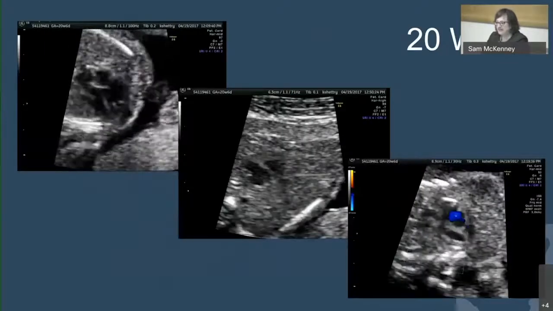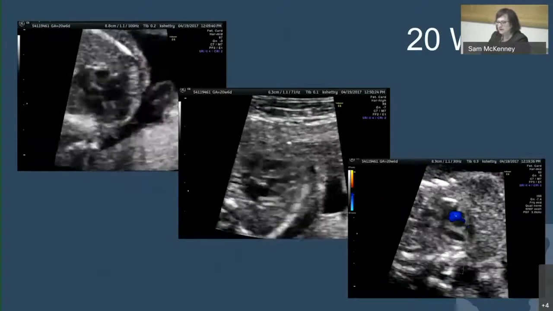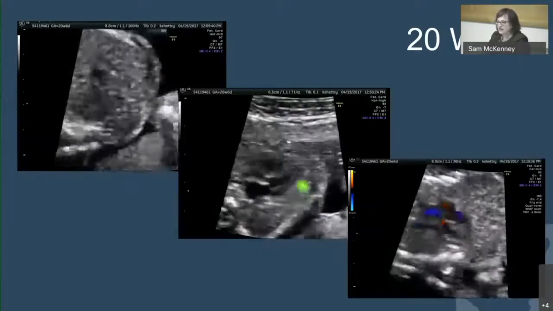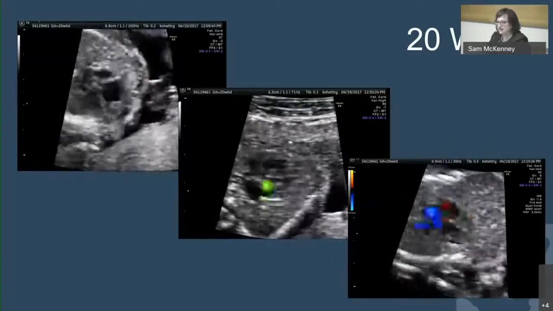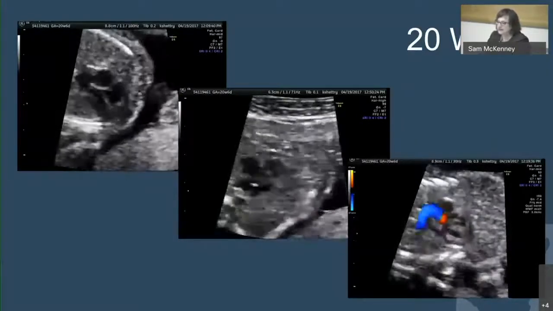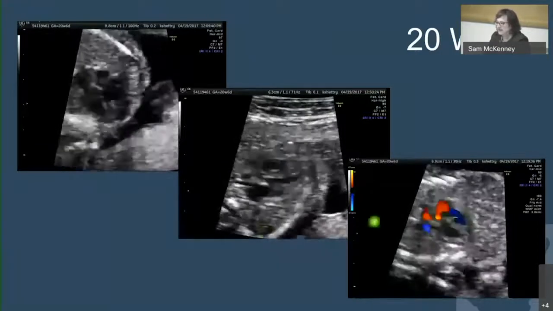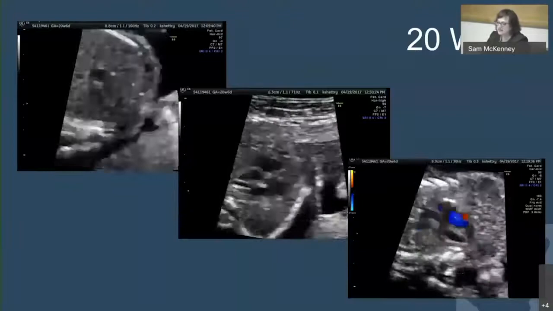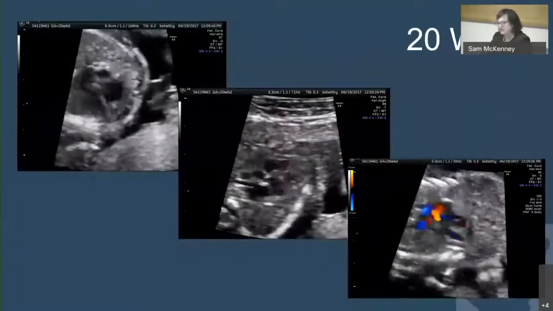So here we have a different case. In the first panel, you could see what looks like a fairly normal 4-chamber heart over here. When we take a closer look, though, this is the left ventricle, which actually looks a little bit hypertrophied, and right under my cursor is the aortic valve, which is thickened and a bit small. And then when we look at the color right here, we could see some turbulence across the aortic valve, and so this is a case of fetal aortic stenosis that was picked up at 20 weeks.